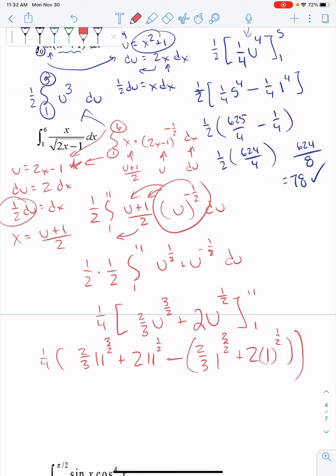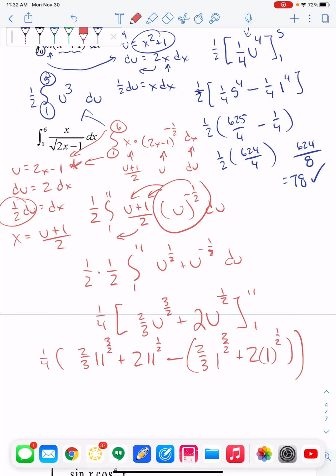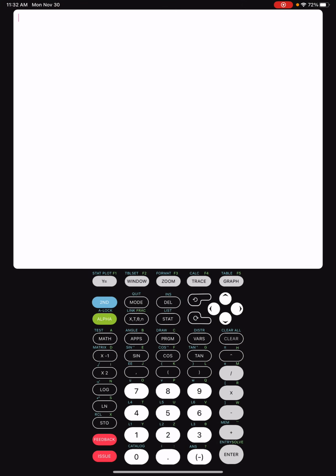A whole bunch of messy stuff, right? I don't really want to simplify this at all. So let's see what happens when I plug that into my calculator. Let's plug in my 1/4, and then I need 2/3.